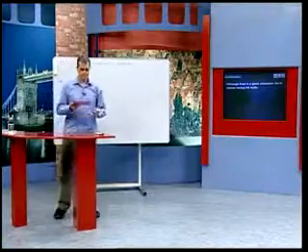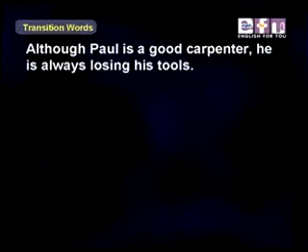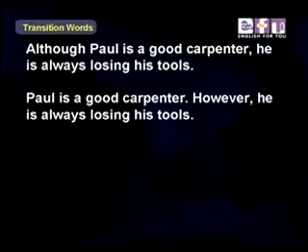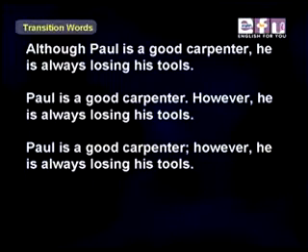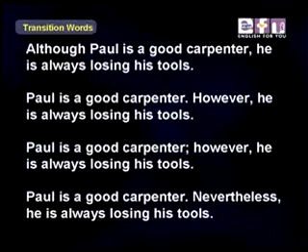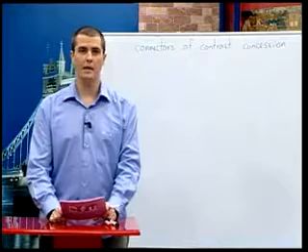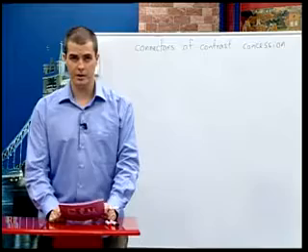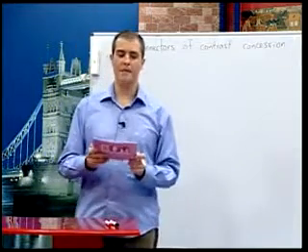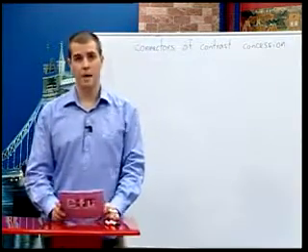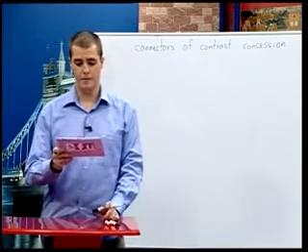Here are some examples. Although Paul is a good carpenter, he is always losing his tools. Paul is a good carpenter. However, he is always losing his tools. Paul is a good carpenter; nevertheless, he is always losing his tools. Although, however, and nevertheless are connectors of contrast. They have the same meaning as but, which we have already studied and reviewed.